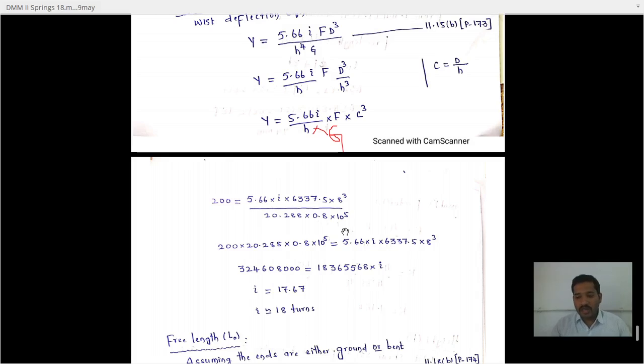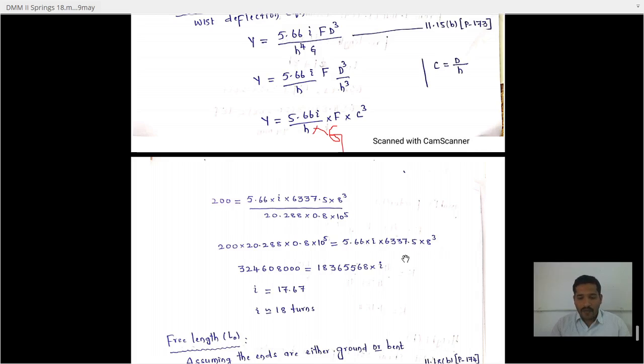What is our main intention? Our main intention is to find out the total number of coils, so we need to find the value of I. Then we just cross multiply over here: 200 into 20.288 into 0.8 into 10 power 5 equals 5.66 into I into 6337.5 into 8 cube.